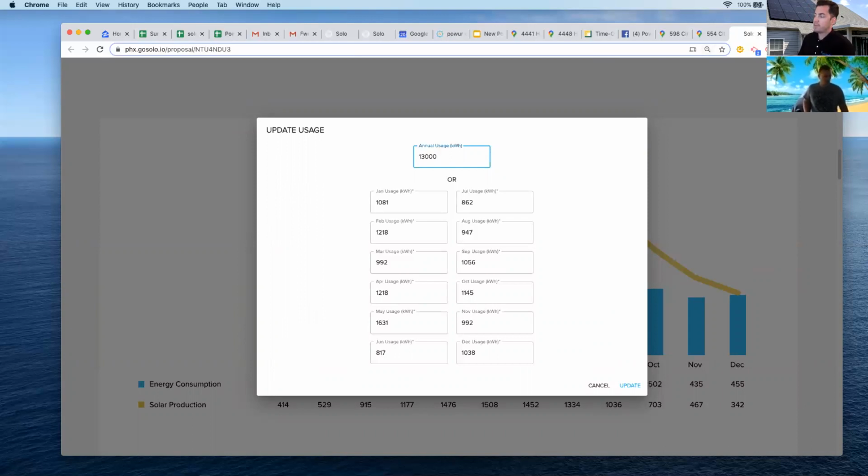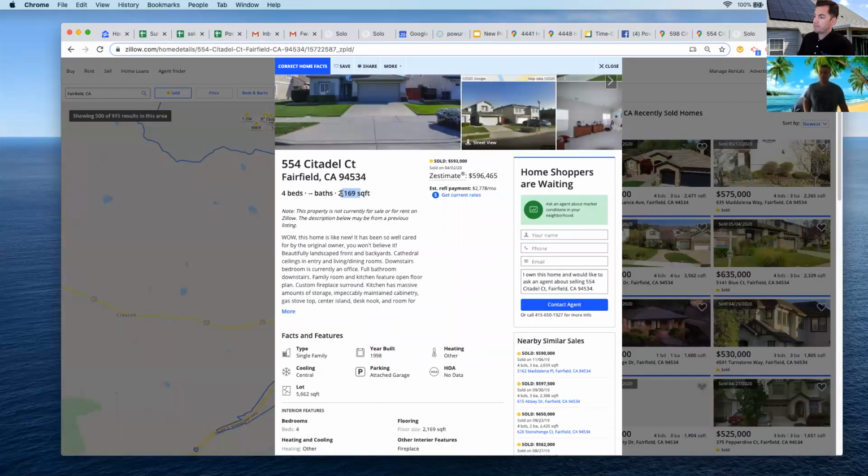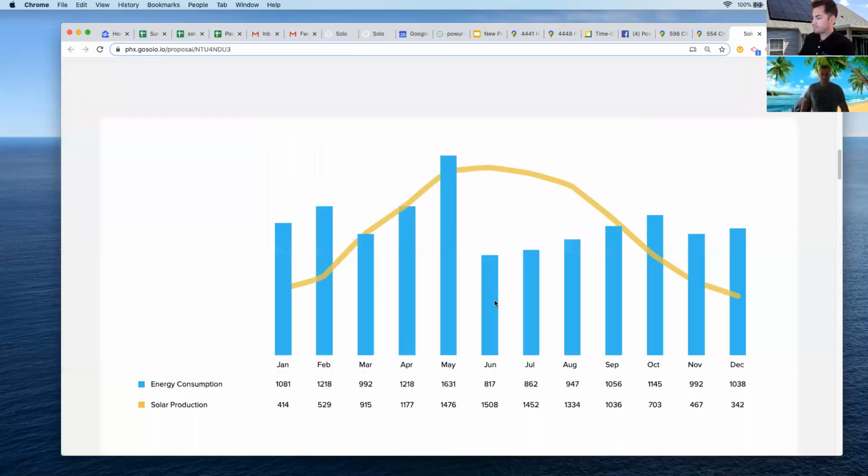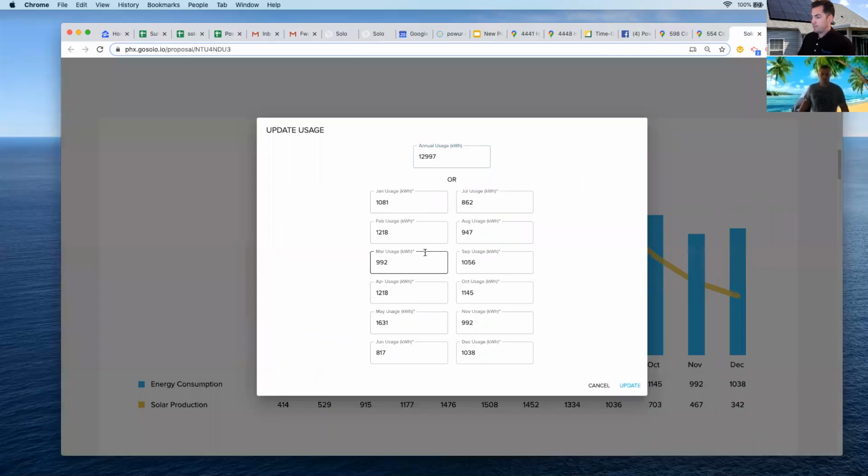And when it comes down to it, use around 4, 5, or 6 multiplied by the square footage and take into consideration other characteristics. And then let's look at the numbers. So 13,000 kilowatt hours. I don't know why May is so high here, but let's bring this down to 900. July is going to go up a little bit.